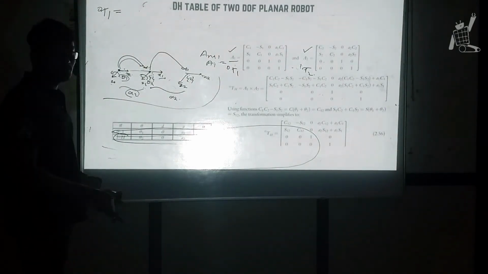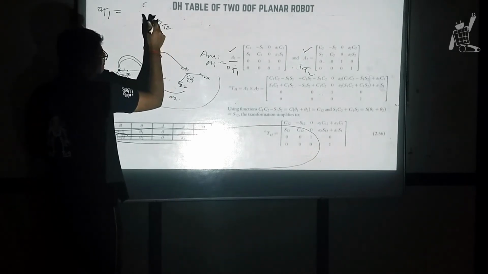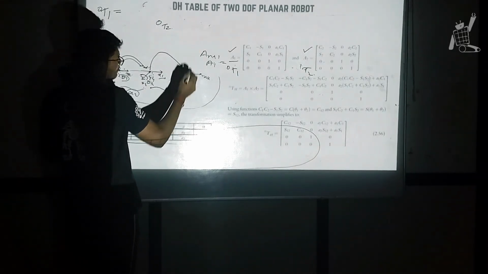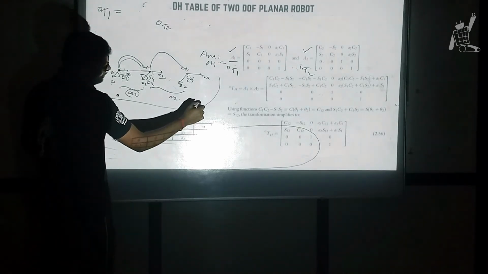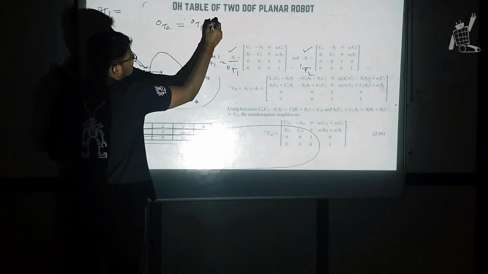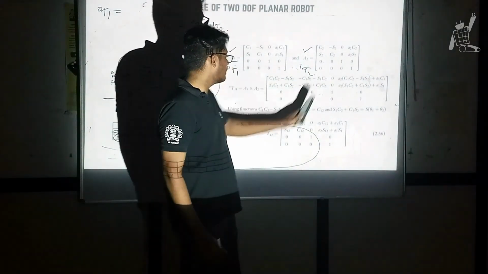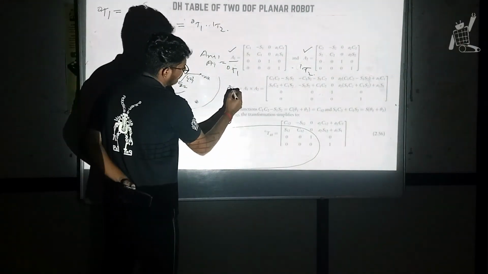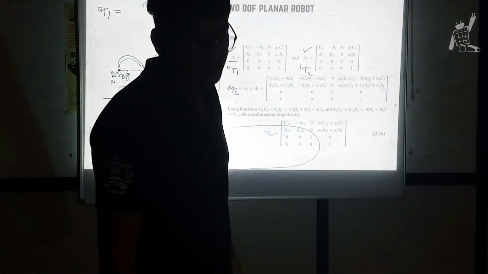In order to get the whole transformation, we will just multiply. I need 0T2, from base to 2. This is base, this is 2. From base to 2, what is the final transformation? That is 0T1 multiplied by 1T2. So when you multiply both these matrices, you will get the 0T2 matrix. That is the transformation.